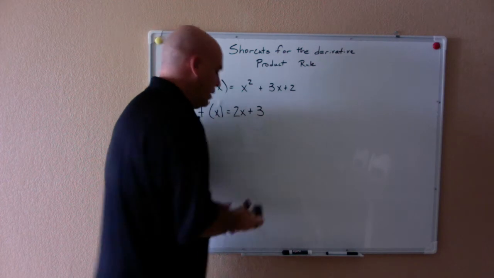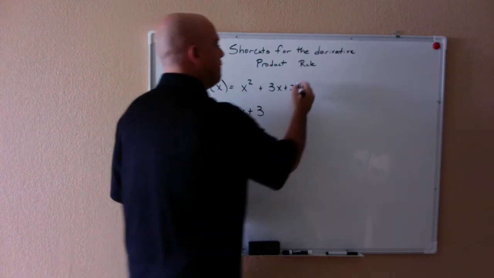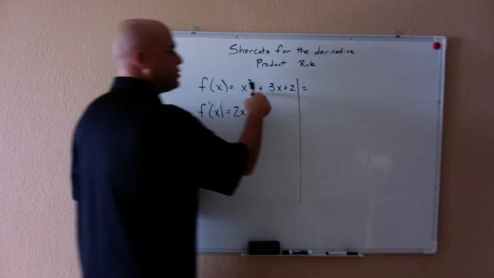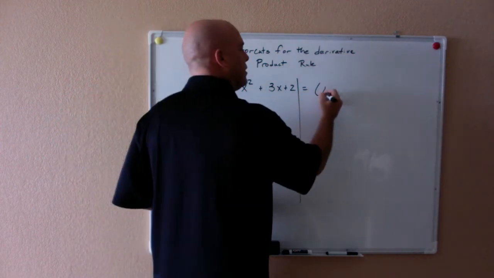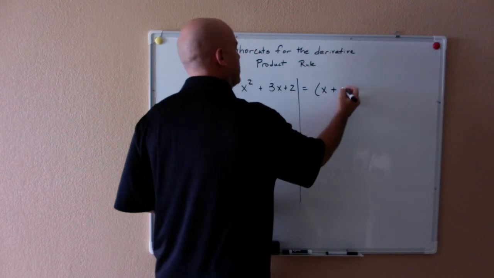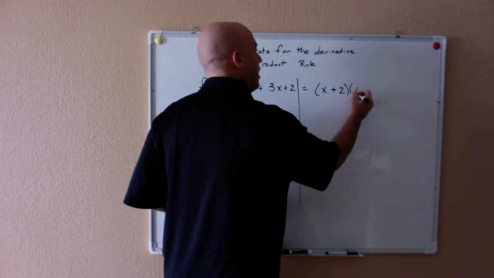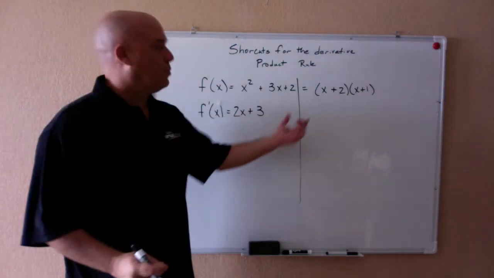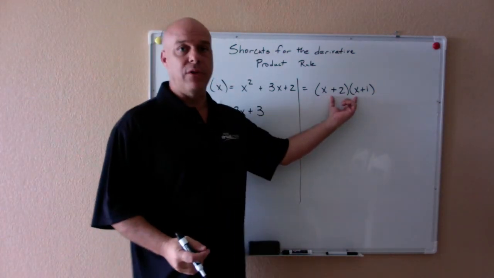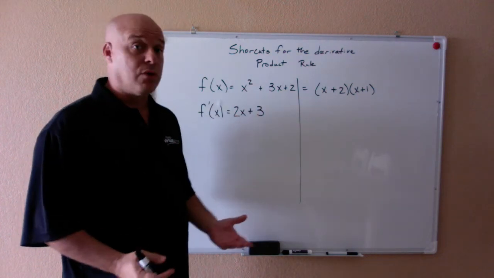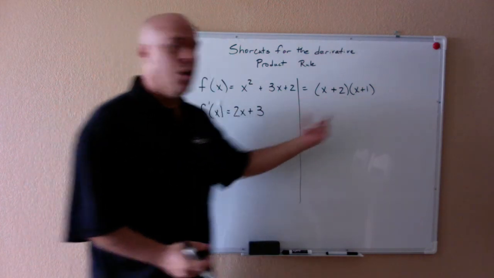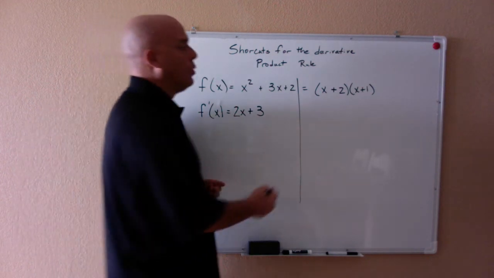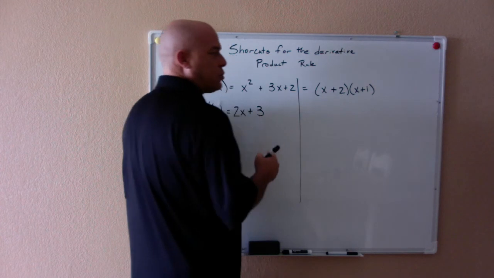So what I want to do here is do this same problem again, but I'm going to factor this, and hopefully you'll agree with me that this factors as x plus 2 times x plus 1. And so now I have two functions that are being multiplied together. So I'm going to use the product rule to differentiate this one, and hopefully what we find is that we actually get the same thing that we have here. So let's take the derivative of this one using the product rule.